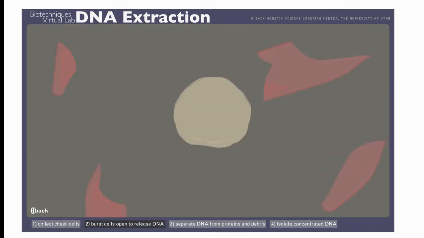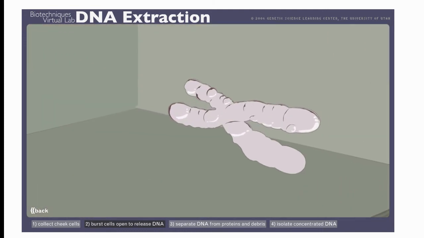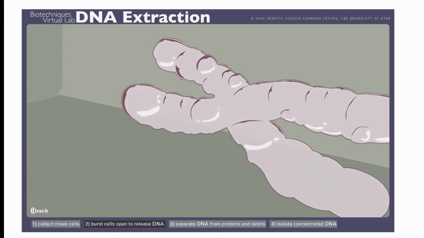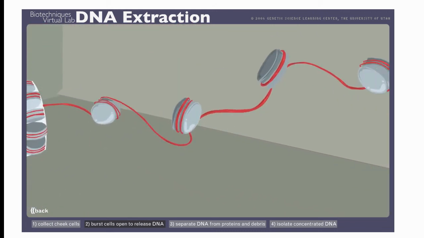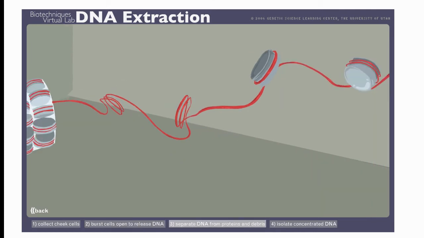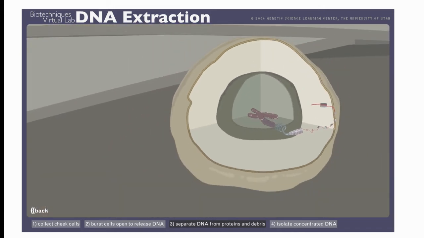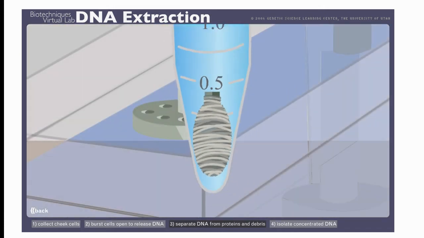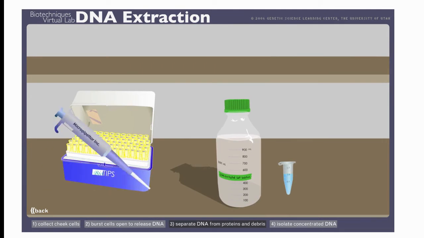We can see the lysis solution is breaking open the cells and breaking open the nucleus of those cells. This allows the chromosomes to be released. Remember, the chromosomes are made of histone proteins, and they're made of the DNA molecule. After the tube is removed from the warm water bath, we go to our next step.